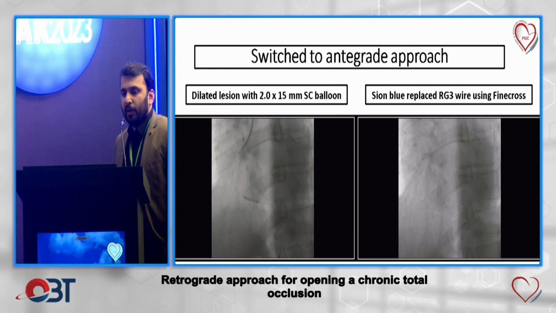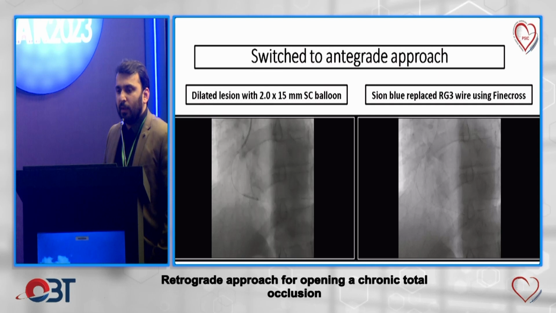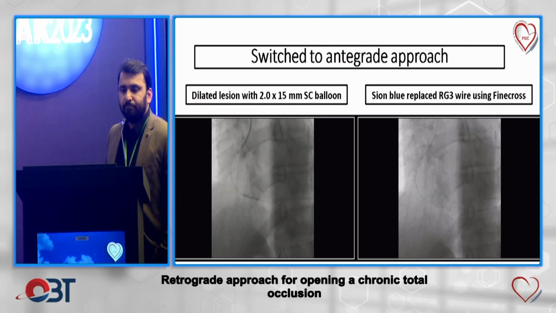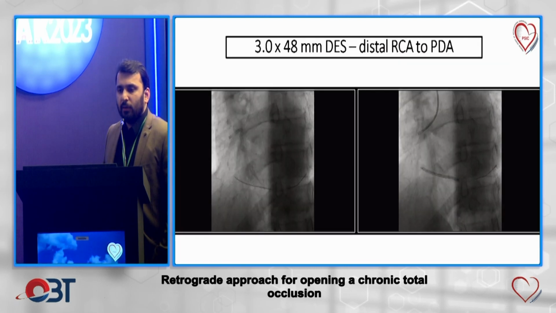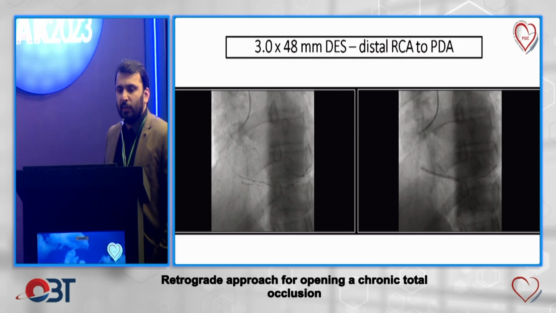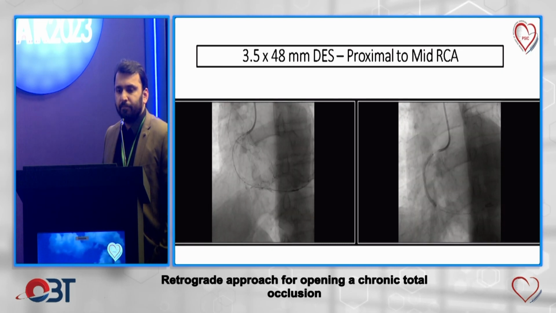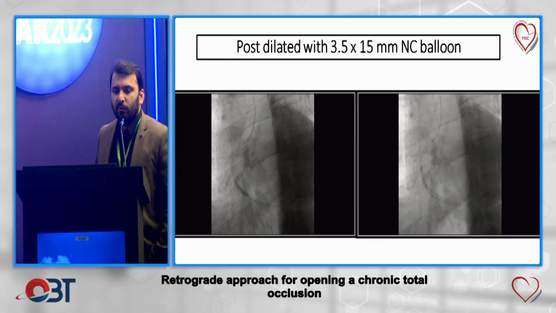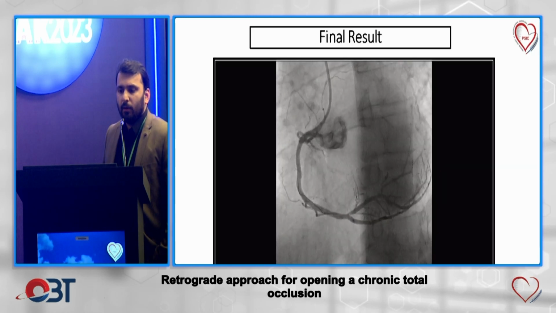Then we switched to the antegrade approach and dilated the distal RCA lesion with a 2.0x15 balloon, and a Sion wire replaced the RG3 wire. Deployed a 3.0x48 DES from the PDA to distal RCA, and a 3.5x48 DES from proximal to distal RCA. Post-dilated with a 3.5x15 NC balloon, and here was the final result.